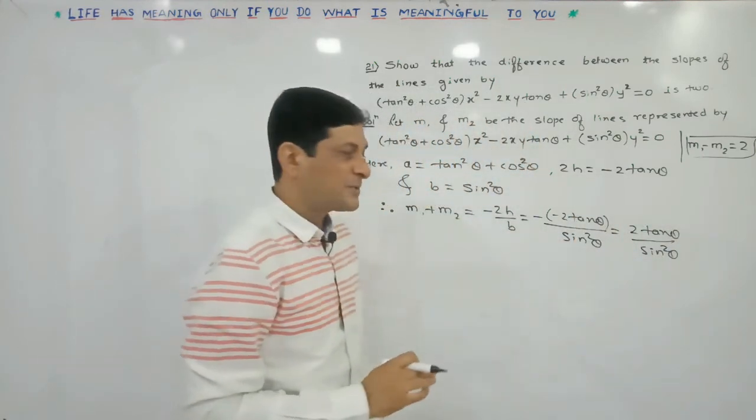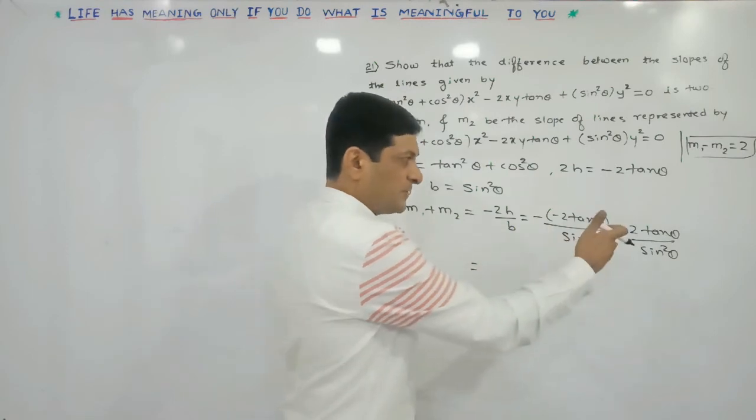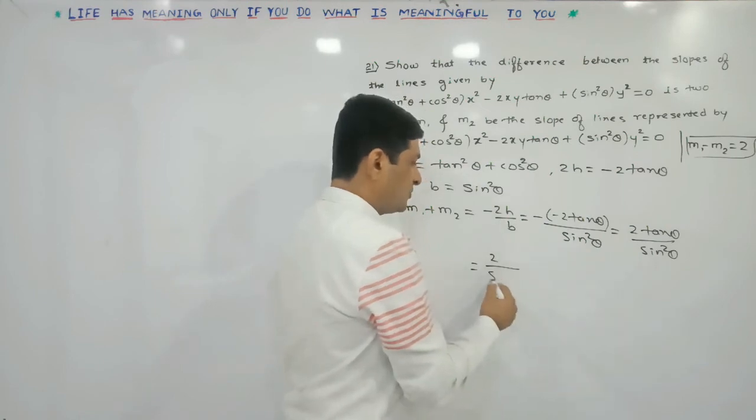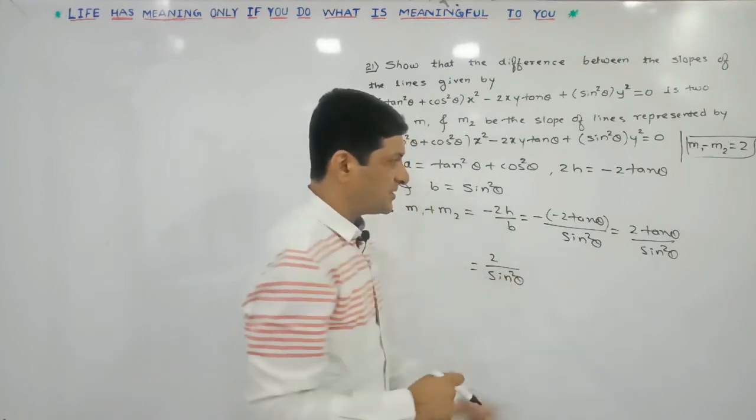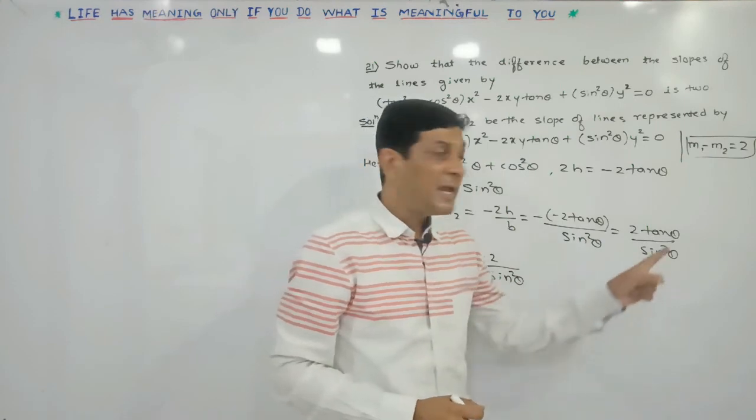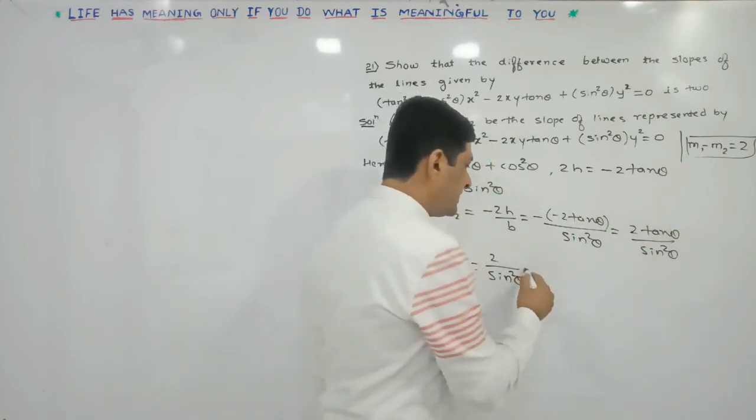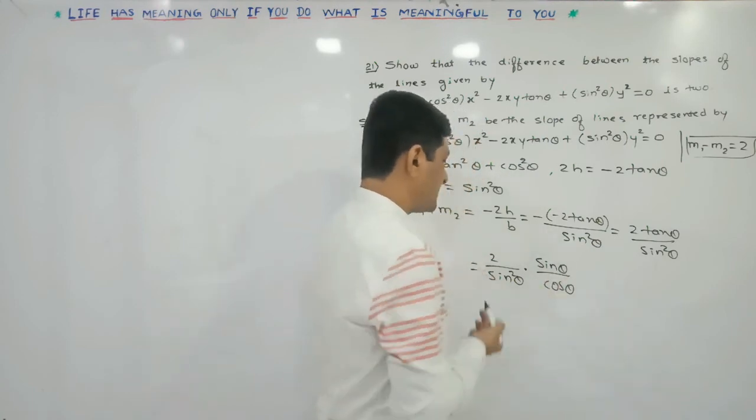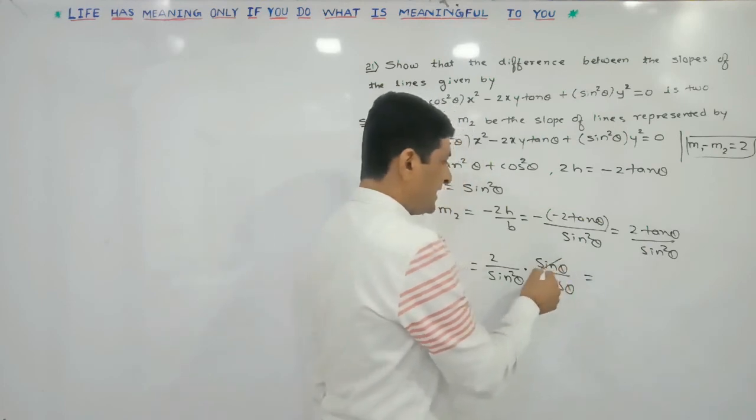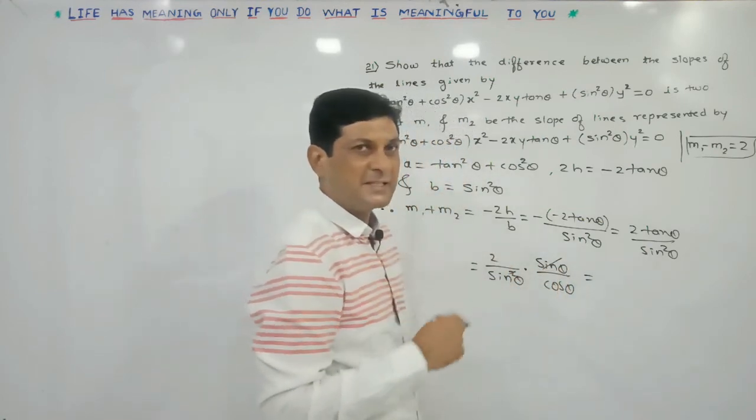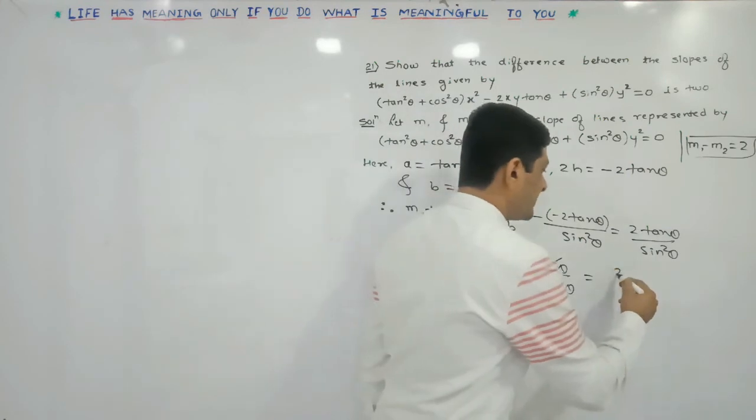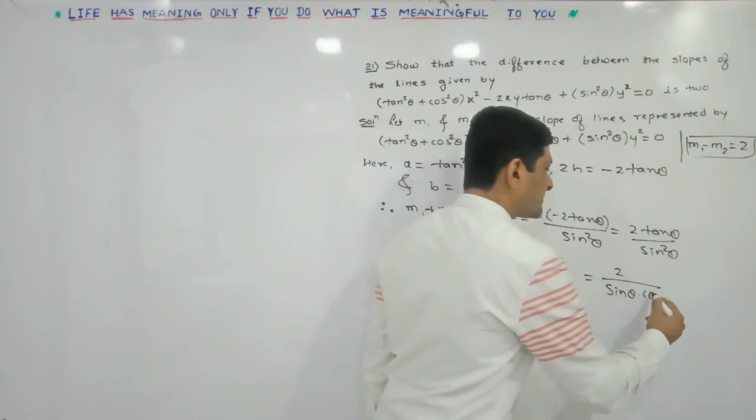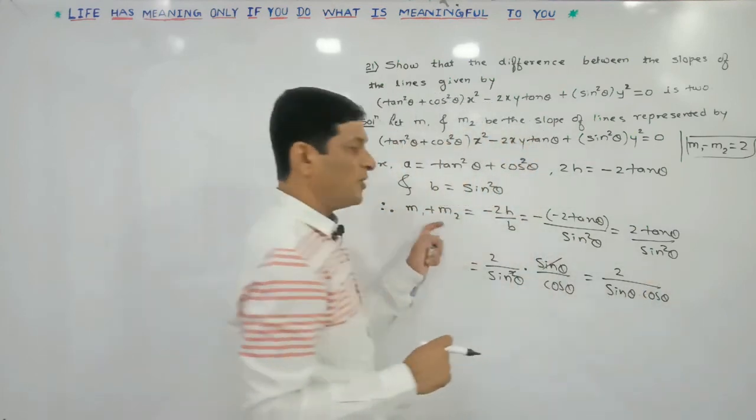Let us simplify this expression. From the denominator, take sine square theta on one side, so we get 2 upon sine square theta, and this tan theta can be written as sine theta upon cos theta. Here we can easily observe that the sine in the numerator and one sine from the denominator will get cancelled. The remaining term in the numerator is 2, and in the denominator we get sine theta into cos theta. In this way we have got the value of the sum of slopes.